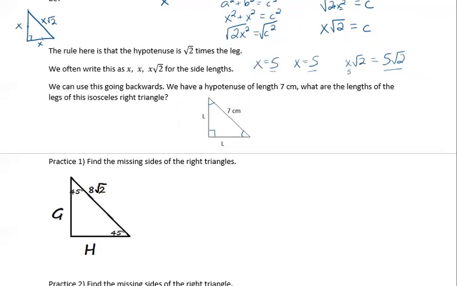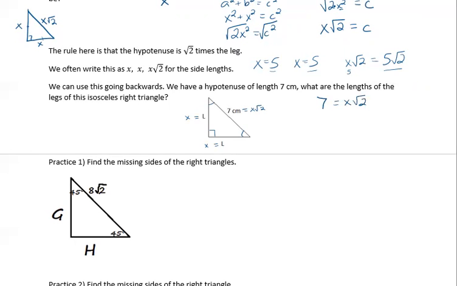If we put our x, and x square roots of 2 up here, I'm going to say that L is then x and this L is x, and this 7 is x square roots of 2. So here's where it gets a little tricky, but let's see if we can look at it mathematically. So 7 is going to be equal to x square roots of 2.